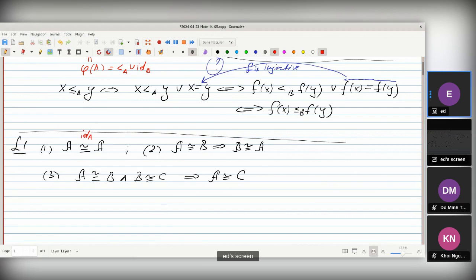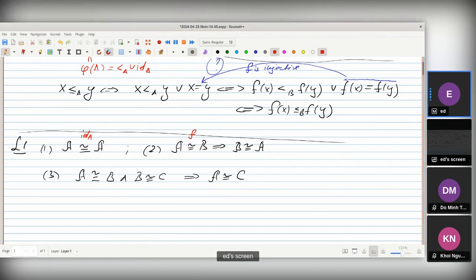And now assume that F is an isomorphism, hence a bijection between A and B. What do we have with B and A? Do we have an isomorphism from B to A? Which one?